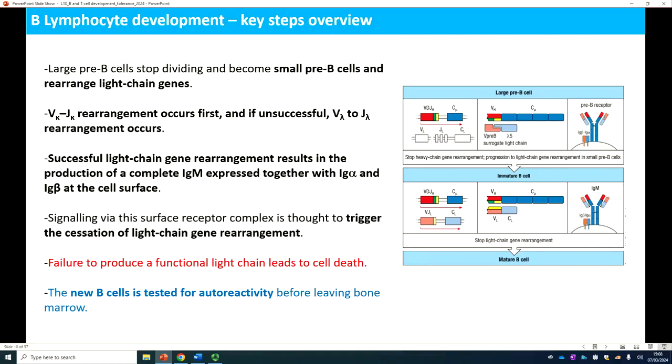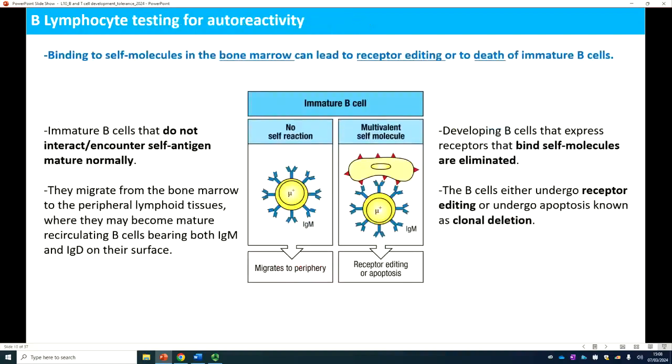Okay, so we've got these checkpoints to make sure that everything is okay as we're going through these rearrangements. And then ultimately, we want to test that fresh B cell to make sure that it's not autoreactive, and that will occur before it leaves the bone marrow. So how do we test for autoreactivity? Well, essentially we check to see whether that B cell or that B cell receptor can bind self molecules within the bone marrow. Now, if it does, that can lead to one of two things. We can have receptor editing, or we can have apoptosis and cell death.